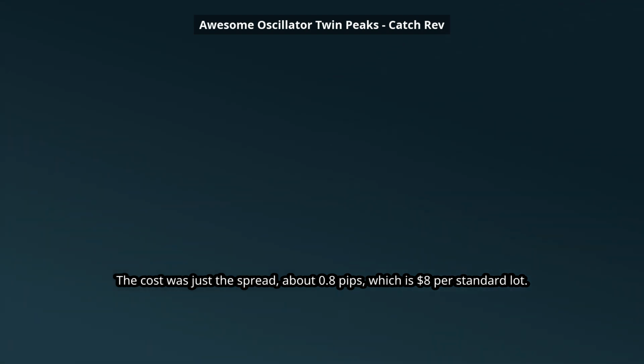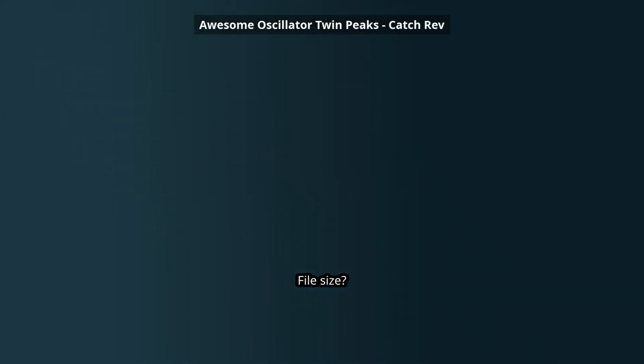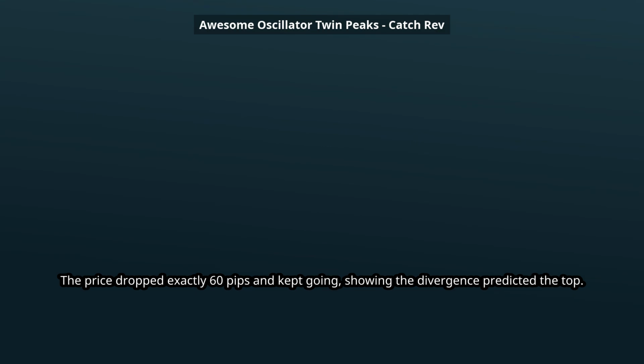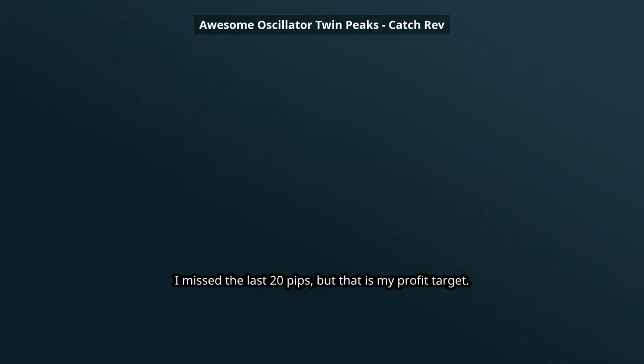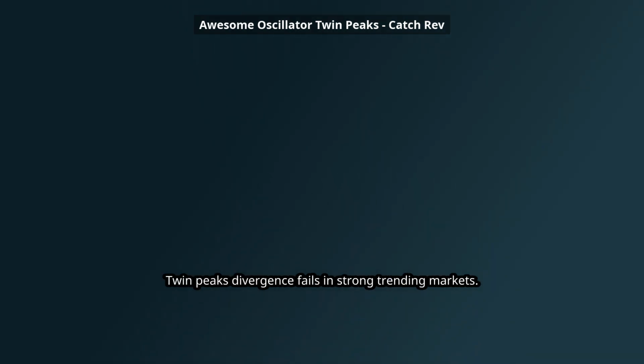The cost was just the spread, about 0.8 pips, which is $8 per standard lot. The output: a clean reversal with no time spent babysitting the chart. File size: not relevant, but the mental load was 0. The price dropped exactly 60 pips and kept going, showing the divergence predicted the top. I missed the last 20 pips, but that is my profit target. No regrets. Now the honest limits.